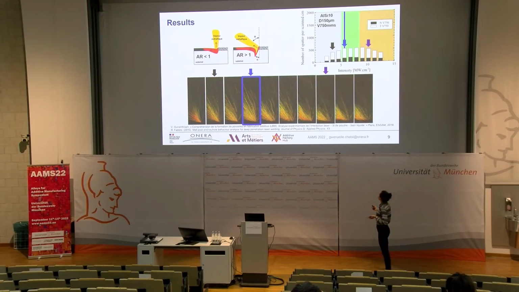So we can think that maybe when we go to a very high intensity, we would have an effect with the vapor plume, we could be stuck on the keyhole or something like that. And we really see with this cumulative trajectory that the ejected spatter gets more and more inclined as we increase the intensity. So that could explain why we would have less spatter with a very high intensity.